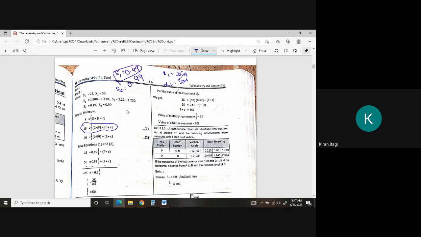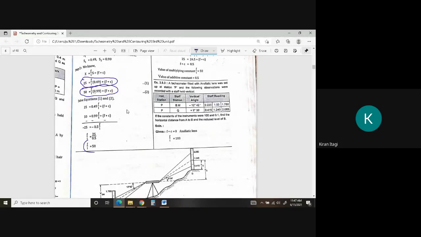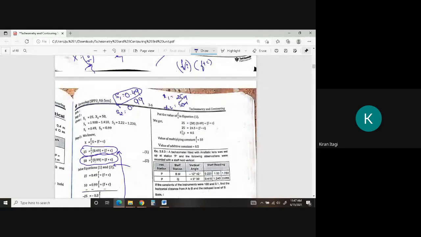Sorry. And the second equation, that is x2 equals to how much? 50, and S2 equals 0.9. Okay, so I have formed two equations. Solving those two equations, first I have got f upon i value. f upon i is how much? 50. Either substitute the f upon i value in equation number 1 or in equation number 2. After substituting in equation number 2 or 1, you will get f plus c equals 0.5.